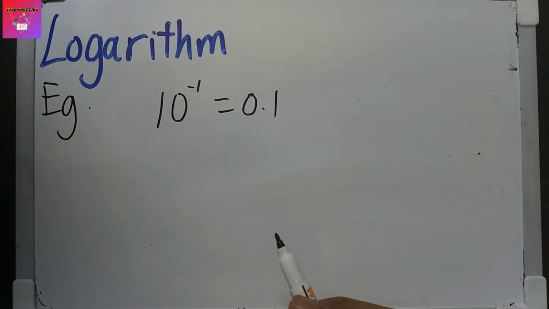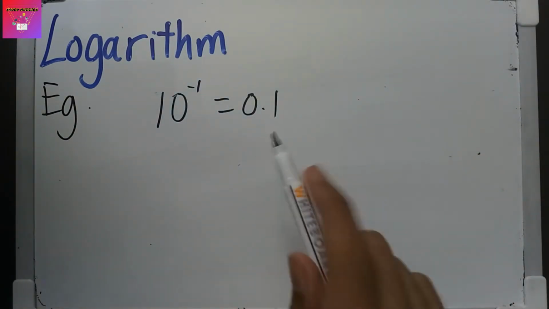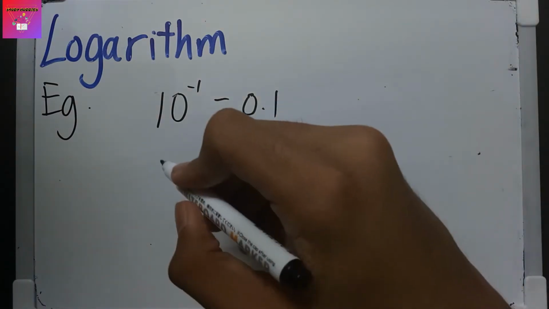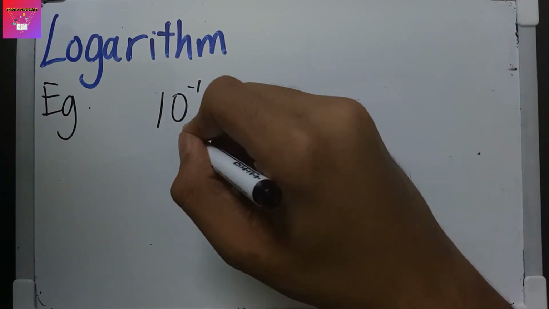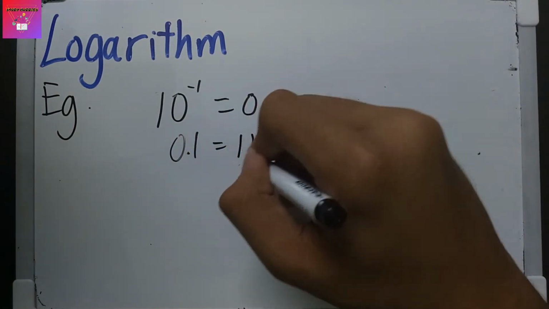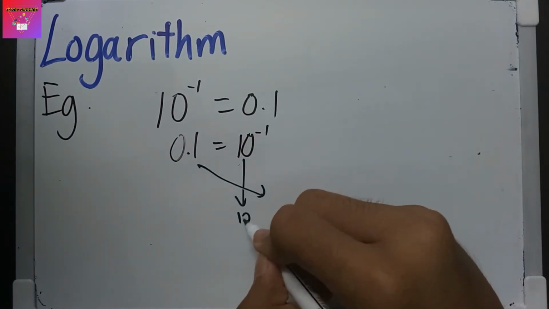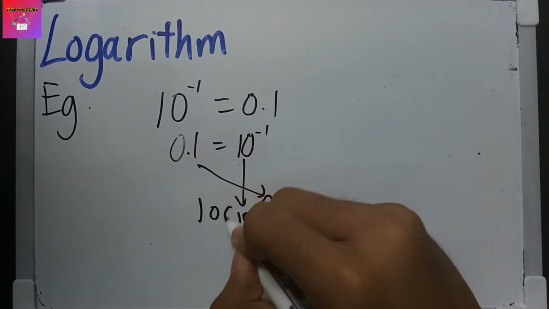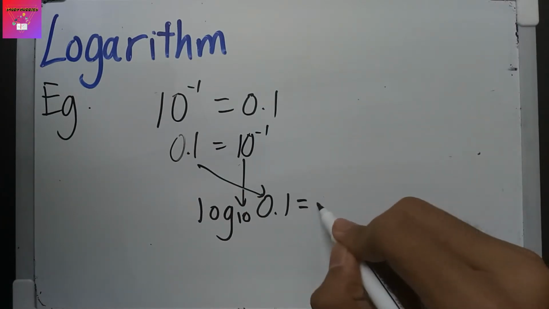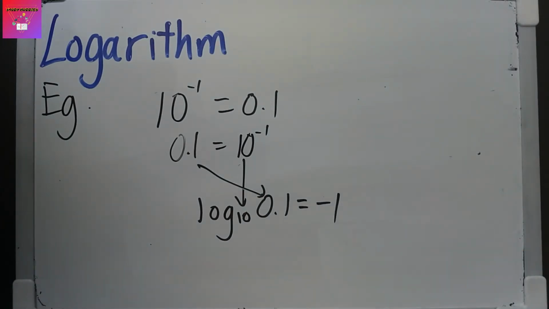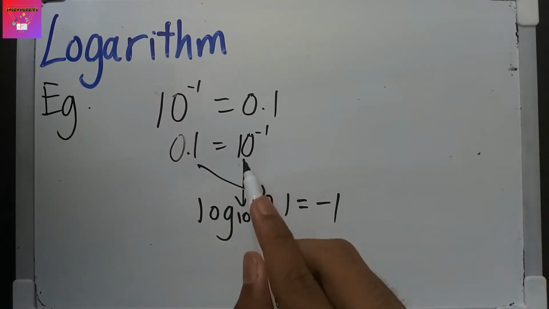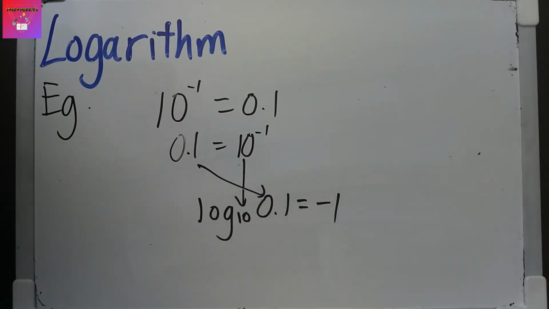10 to the power of negative 1 is equal to 0.1. How am I going to convert this to logarithm? Just a free tip: bring the power to the right hand side of the equation, so it's something like this before you convert to logarithm. Then after that, just pull the arrows as I mentioned. So log 10 of 0.1 is equal to negative 1. Okay, that's all. It's just as simple as that. Just pull the arrows and you can convert an index equation directly to a logarithm equation.